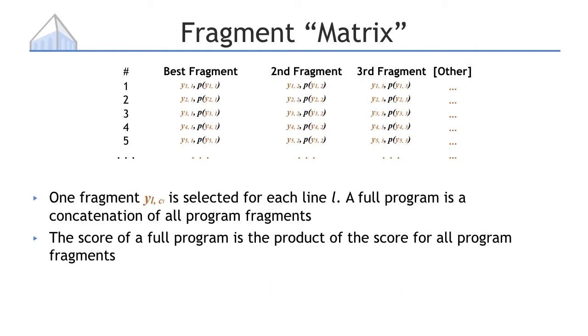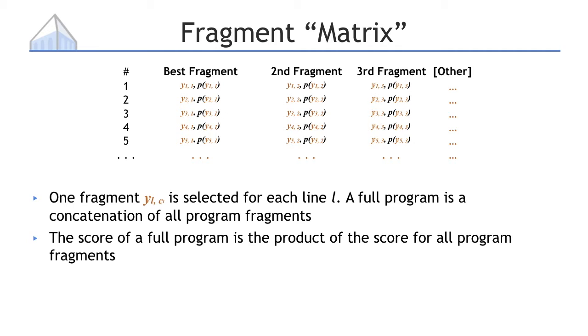After we have generated the program fragments and their scores for each line, we can have a matrix view of the program fragments. In this table, each row is a line of the program, and each column is a program fragment of that line. For example, the three entries in row 5 are the three program fragments corresponding to pseudocode on line 5, which were shown in the previous slide.